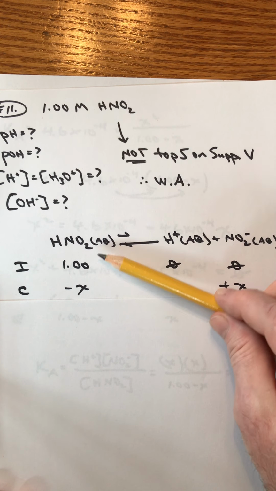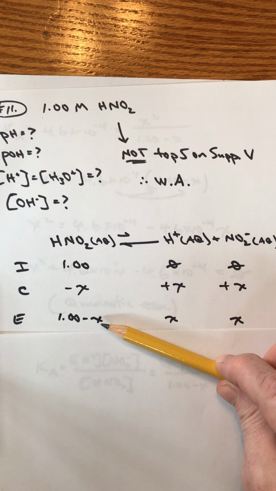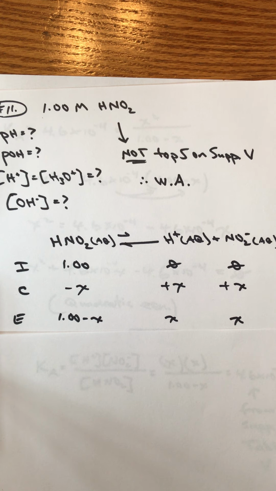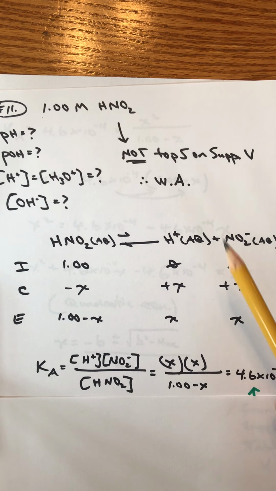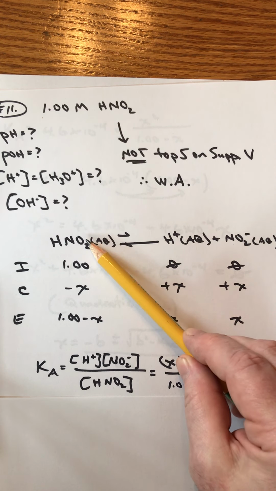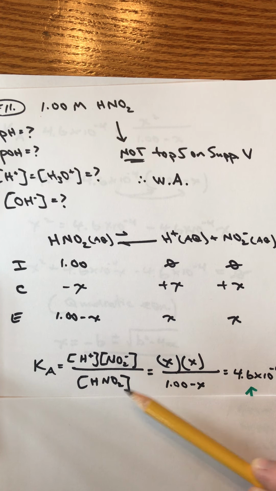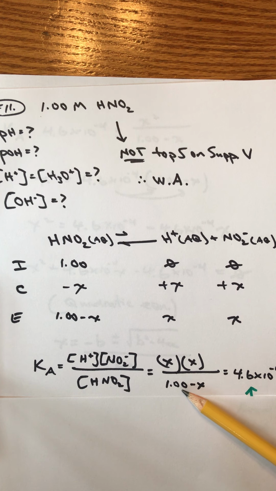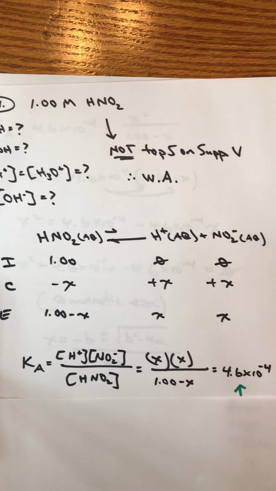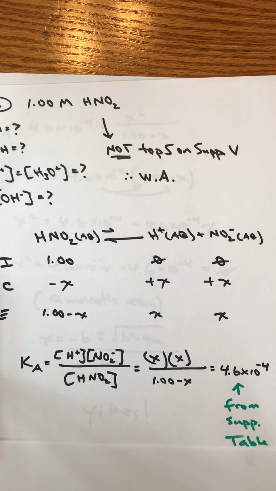Well, at equilibrium, this would be 1 minus X, this would be X, and this would be X. And I could say Ka is this one times that one over this one, H positive times NO2 minus over HNO2. So it's X times X over 1.00 minus X. And I go to my supplemental table and I look up the value for Ka.